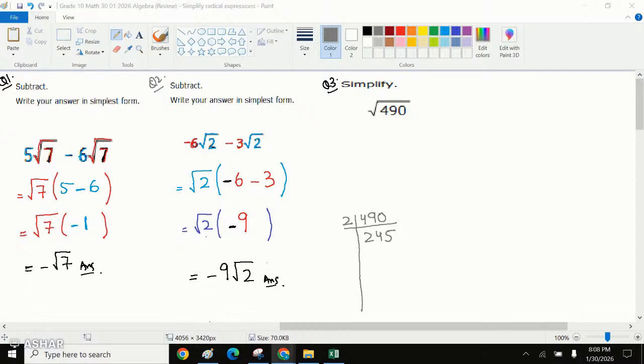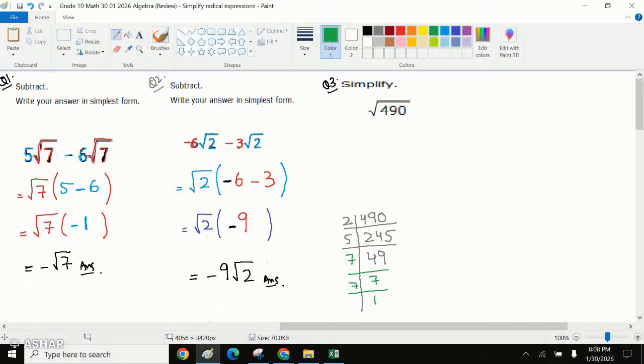Can we further divide this? This cannot be divided by 2. This cannot be divided by 3. This can be divided by 5. When 245 is divided by 5, it comes out to be 49. And we know that 49 cannot be divided by 2, neither by 3, nor 4, 5, 6, but by 7. So we can say 7 times 7 is 49, and 7 times 1 is 7.